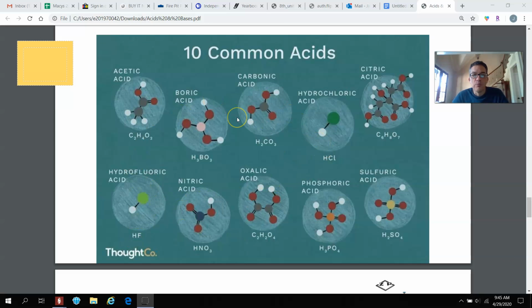These are used in a lot of different processes. A lot of these things are in our food. Acetic acid is what we find in vinegar. We find carbonic acid in sodas. We find citric acid in citrus products. And we find a lot of these things in cleaners as well.